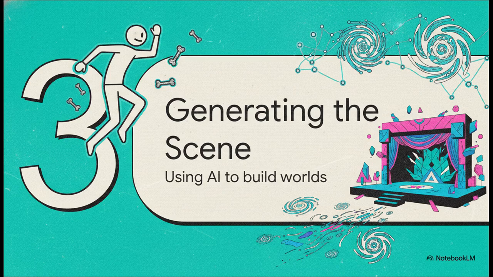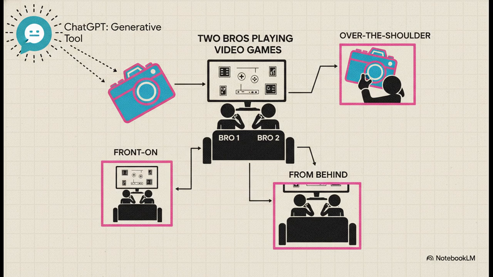Okay, let's move on to Section 3, generating the scene. We've got our actor all prepped. Now it's time to build the world and actually direct the performance using a little bit of AI magic. And this is where things get really cool. You can use ChatGPT not just for your characters, but for the entire scene. Just describe the setting you want, like say, 2 bros pulling an all-nighter playing video games, and it'll generate it.